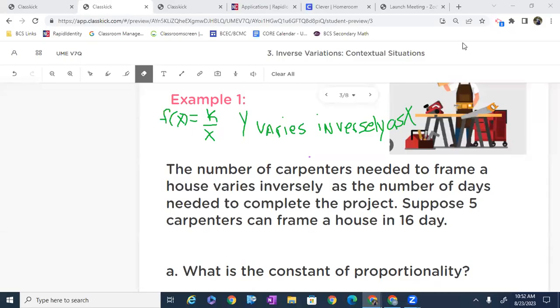Let's go ahead and look at a scenario for inverse variations. It says the number of carpenters needed to frame a house varies inversely. So I'm going to underline that, varies inversely as the number of days needed to complete the project. Suppose 5 carpenters can frame a house in 16 days.